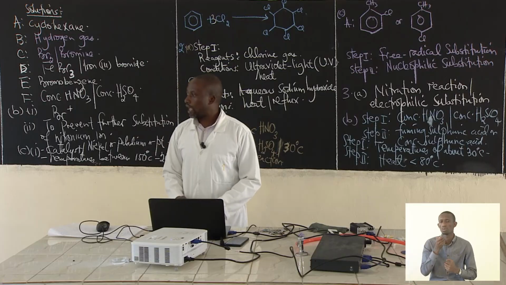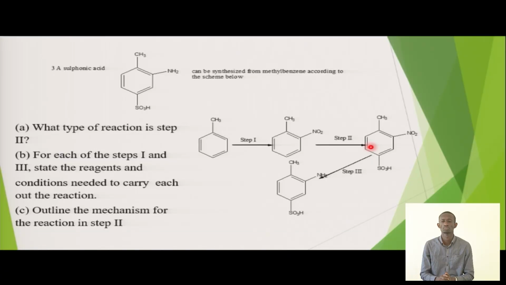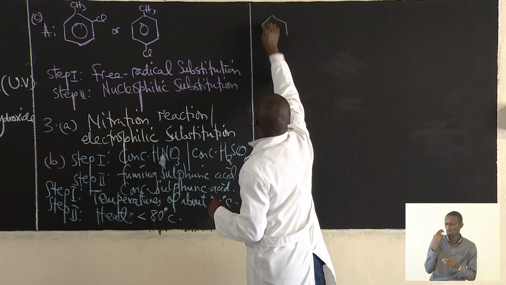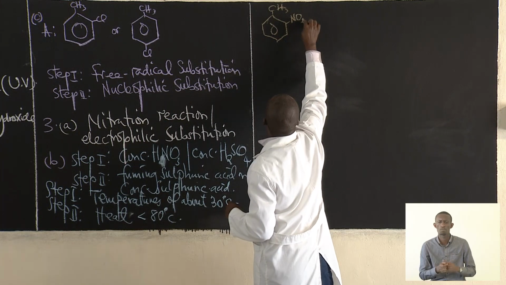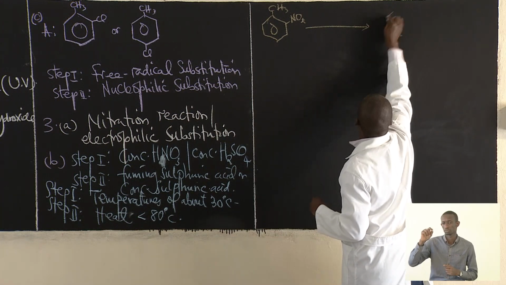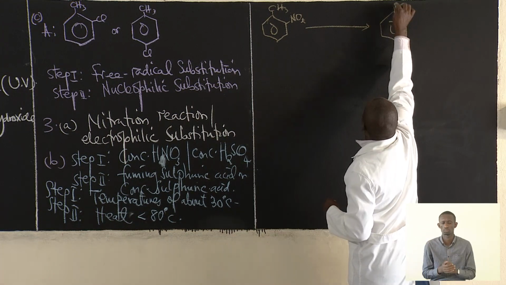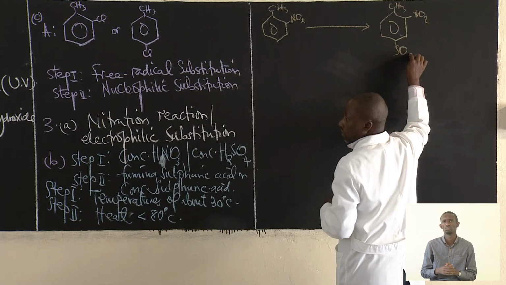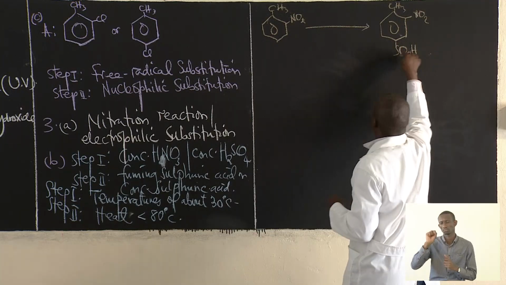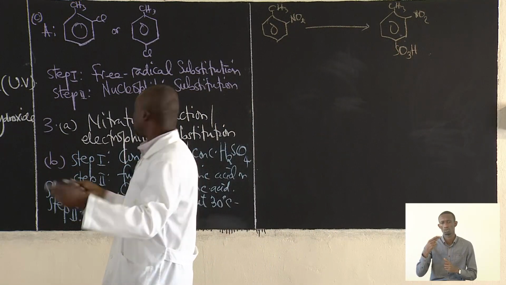Outline a mechanism for the reaction in step 2. So we need the mechanism for that. If you look at the reaction in step 2, we are moving from methylbenzene, which is CH3 with the nitro group, to CH3, nitro, and then sulfonic acid. So this is a sulfonating agent, and we need to add that sulfonating agent.